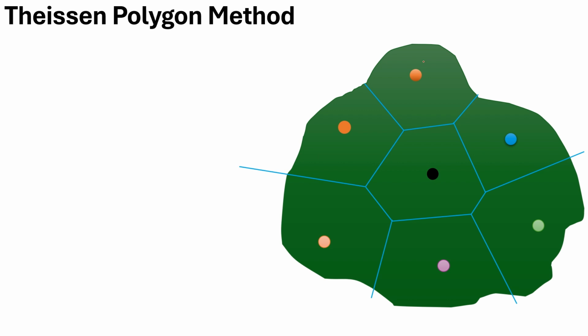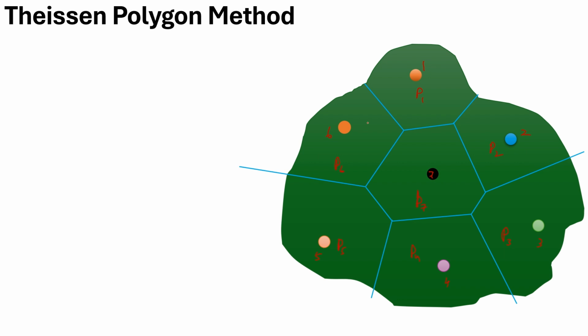You can see here, let us say this is the first station, second, third, fourth, fifth, sixth, and this is the seventh one. So we have basically seven polygons. This is polygon number one, this is polygon number two, this is polygon number three, four, five, six, and seven. So it means that we have a different polygon for a different rain gauge station. For each rain gauge station, you will have a specific polygon.